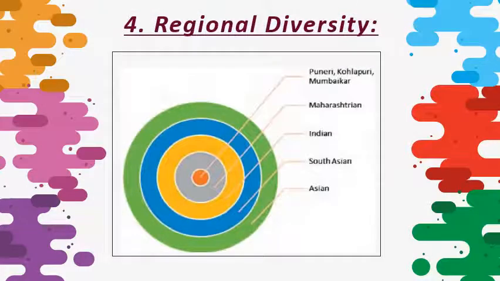Regional diversity. Region can be understood by the degree of cultural homogeneity. Region refers to the territorial entities found within the country. For example, one might talk of the northeastern region, which comprises the Seven Sisters. However, even within a state, there are regions. For example, in Maharashtra state, the regions include Konkan, Vidarbha, Khandesh, Marathwada, and Western Maharashtra.